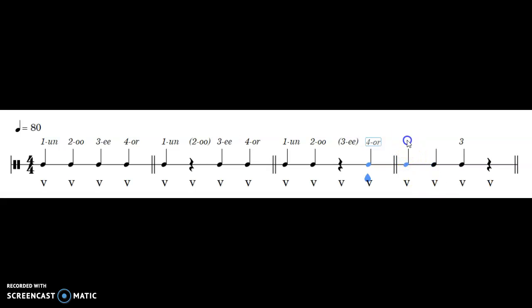Okay? And then in this measure, we have beat 1, beat 2, and beat 3, and beat 4 is a rest, so we're going to put the counts in there and we're going to whisper it. Okay, so now let's count the entire measure, or the entire line.